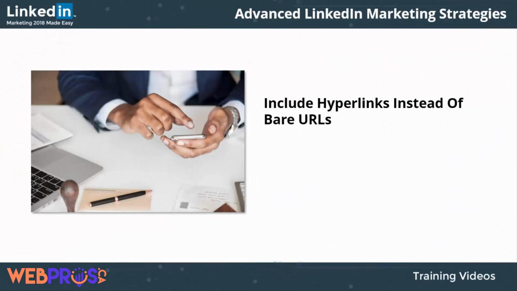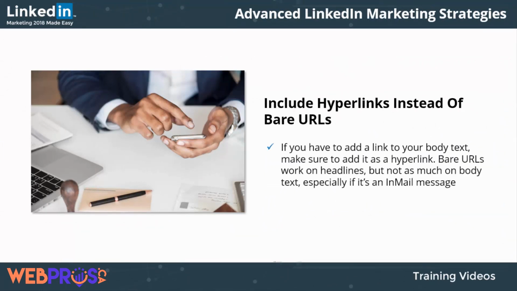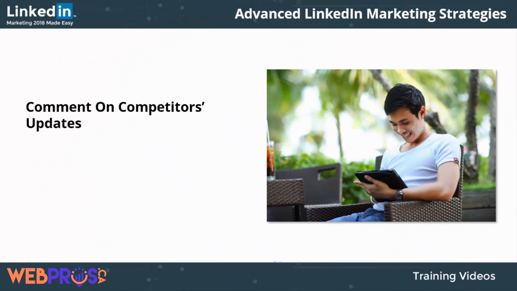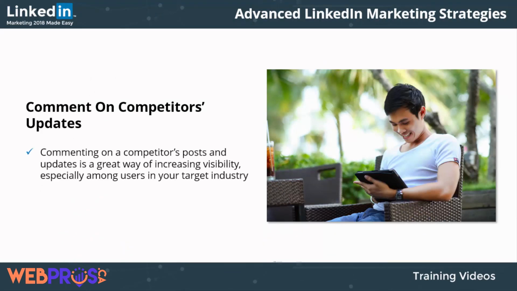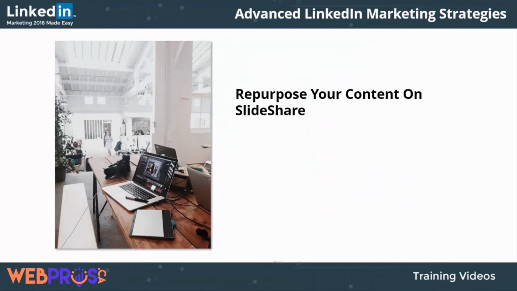Include hyperlinks instead of bare URLs. If you have to add a link to your body text, make sure to add it as a hyperlink. Bare URLs work on headlines, but not as much on body text, especially if it's an in-mail message. Comment on competitors' updates. Commenting on a competitor's posts and updates is a great way of increasing visibility, especially among users in your target industry.